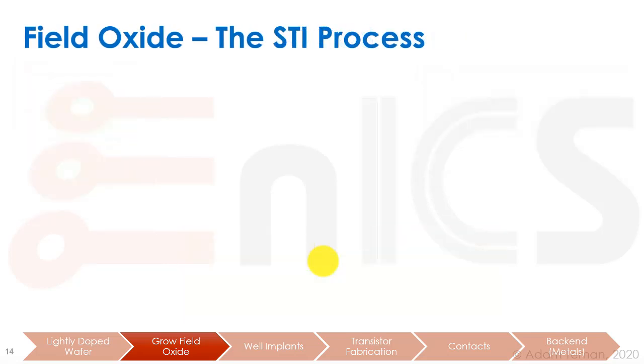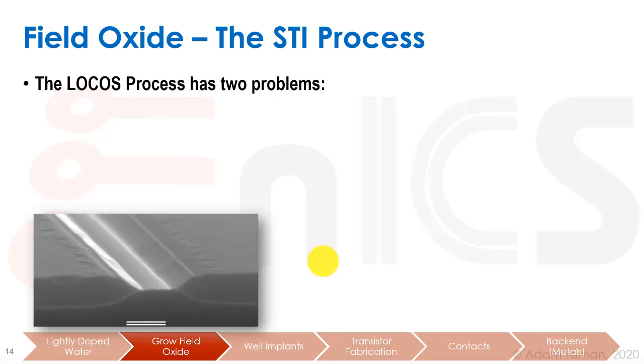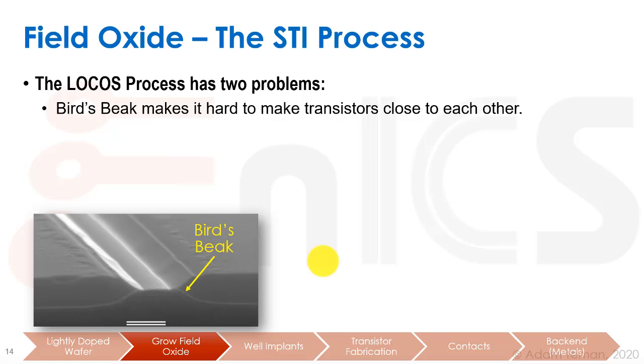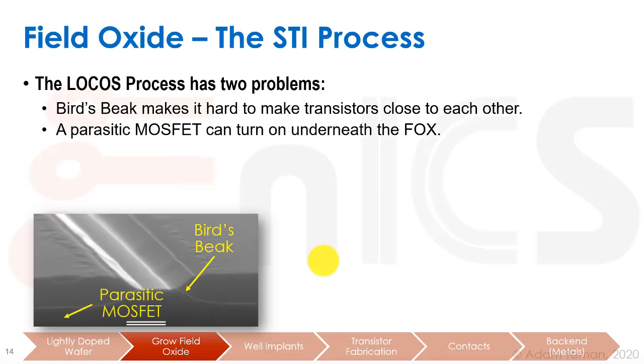Okay, that leads us to the STI process, but there's actually another problem that we didn't discuss before. So one is this bird's beak, which makes it hard to make the transistors close to each other. And the other problem is that we have a parasitic MOSFET that can turn on underneath the field oxide.